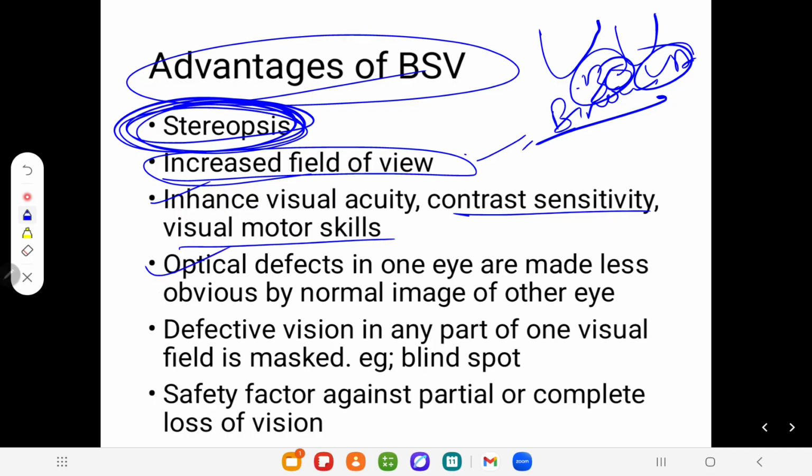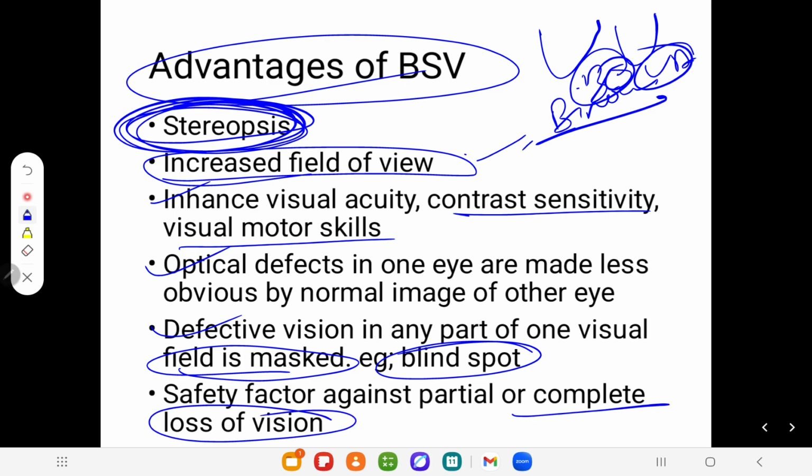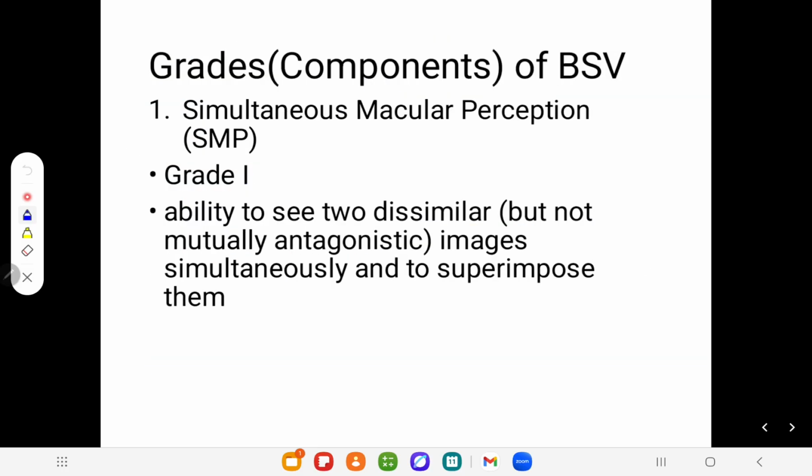Optical defects of the eye are made less obvious than normal. Defective vision in part of the field is masked by another part. That's what I am calling the blind spot. One eye's blind spot is hidden by the other eye's visual field. So there is a safety factor and the partial to complete vision. If one eye is lost, then we have another eye. That's a safety factor, isn't it?